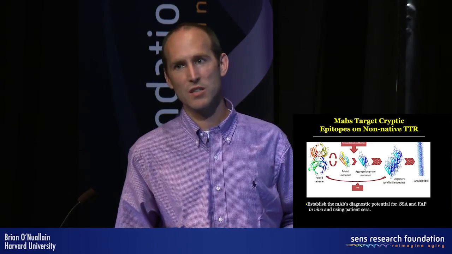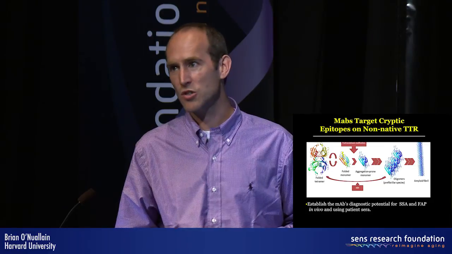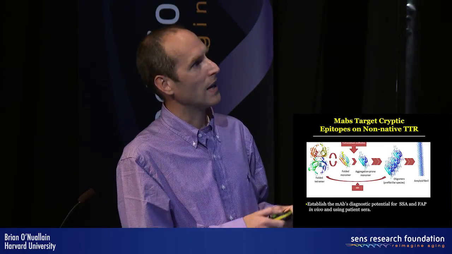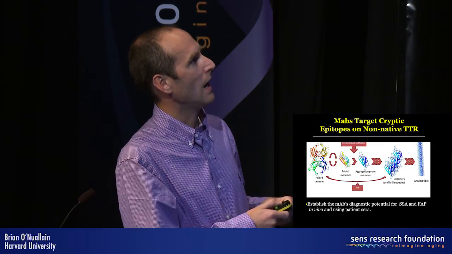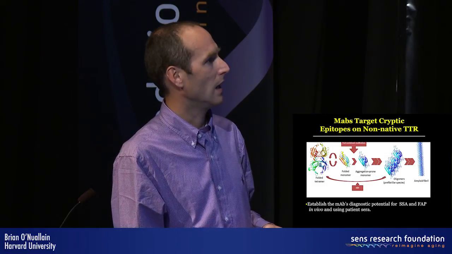And I forgot to mention actually as well, these antibodies are active in human serum. They were still able to bind to patient amyloid in the presence of human serum, which has high concentrations of native unaggregated TTR. They react with aggregated TTR, and they didn't react with the native protein, which we want.